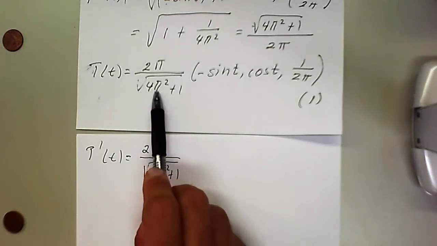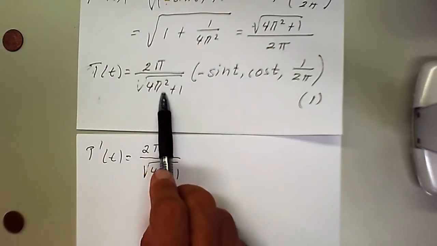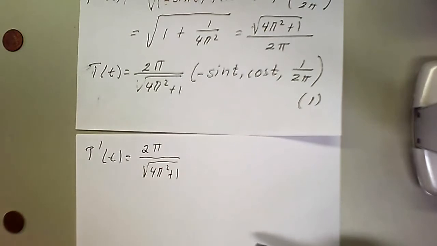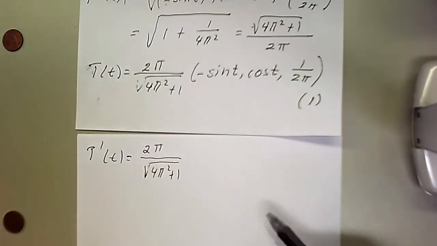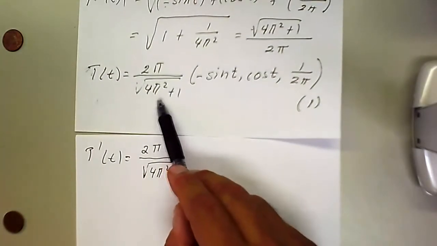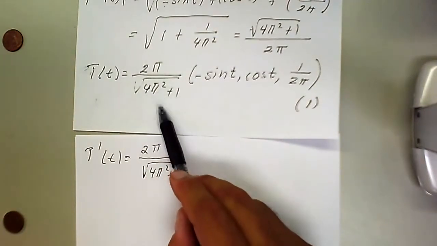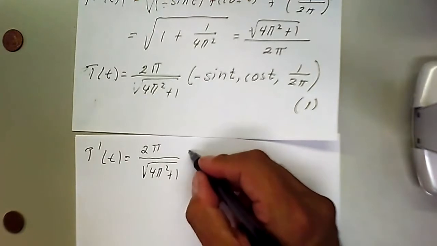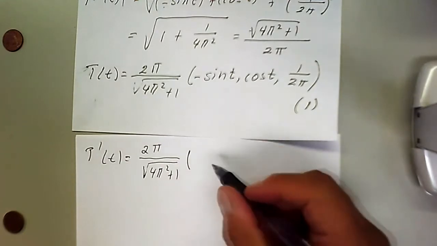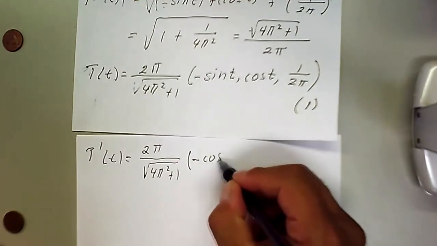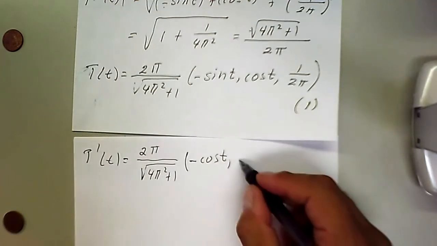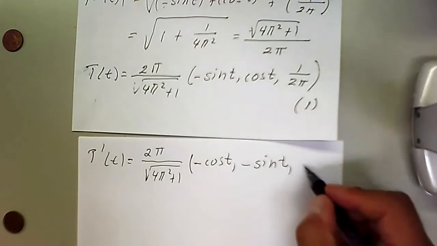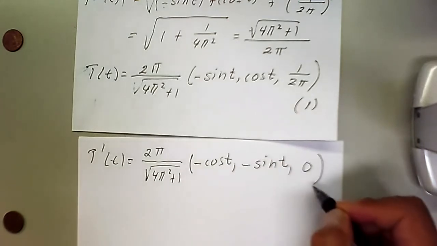Sometimes this is not a constant. If it is not a constant, then we have to use the product rule for derivatives. So be aware of that. If you're factoring something that is not a constant, then use the product rule. In this case, that is a constant, so we just factor it out. Derivative of negative sine is negative cosine. Derivative of cosine is negative sine. That is a constant, so its derivative is going to be 0.